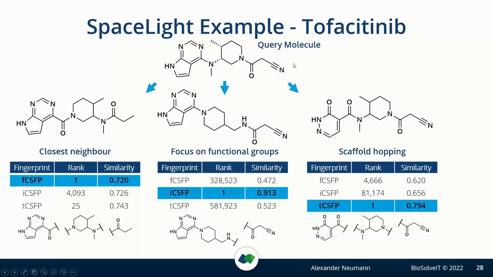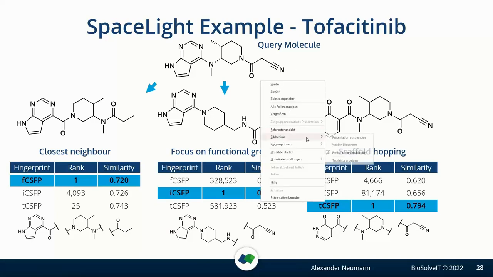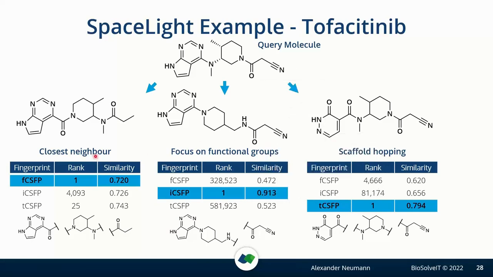So now we have this duvelisib compound, and below we have different search results from the chemical space. If I would use the FCSFP fingerprint, I would get the closest neighbor. This is something that Infinity would consider to be the most related compounds to my query molecule. You can see that all the important parts in this region are maintained. It becomes a little bit fuzzy on the right side, though, because we don't have the electrophilic warhead any longer.